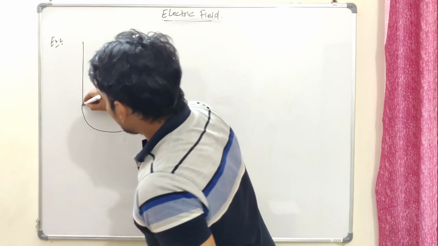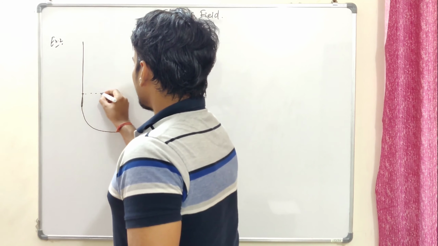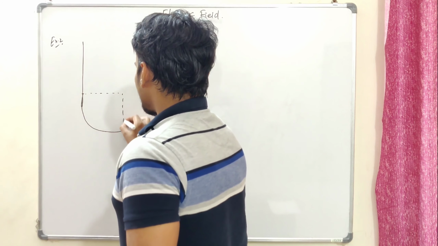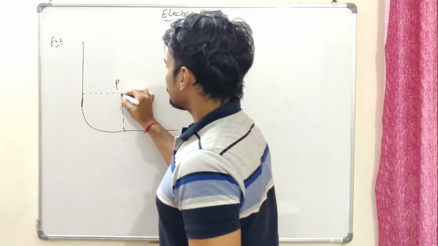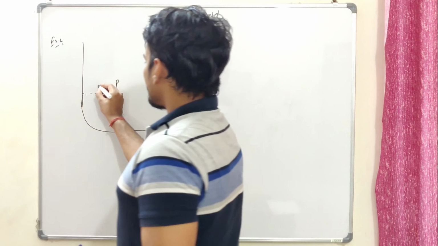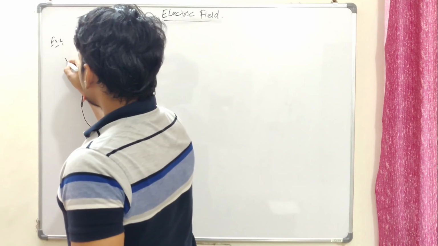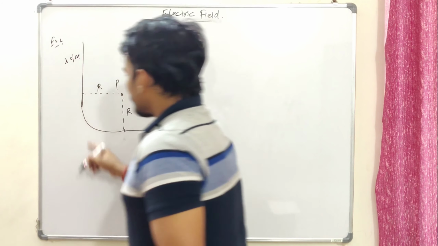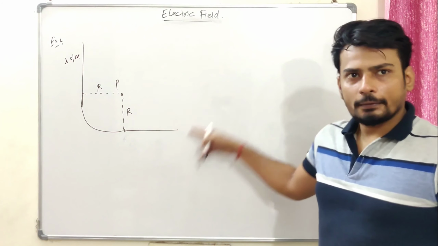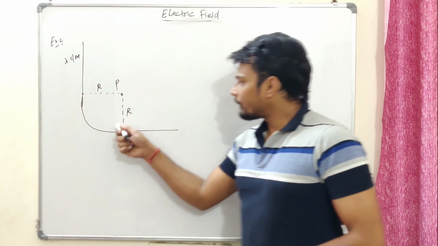Okay, so here we have an arc, and I want to find the electric field at this point P. Fair enough. Now this length is R, and this is also R. The charge density on this wire is lambda coulomb per meter throughout. So this wire is bent in the shape of a straight wire, an arc, and again a wire.